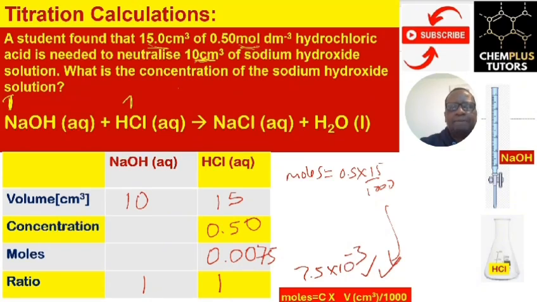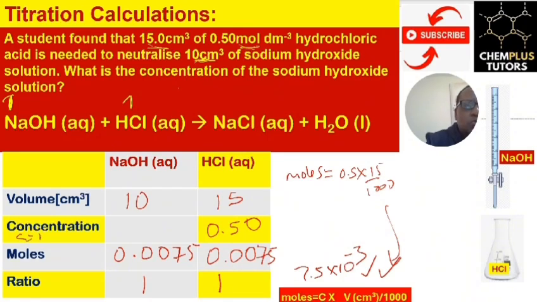Now, what you've got to do as a chemist, as a grounded chemist, is the ratio is 1:1. So if we've got 0.0075 moles there, we are going to have 0.0075 moles here. Now the question is asking you to find the concentration of sodium hydroxide. That's the question. What is the concentration of sodium hydroxide? So you've got to rearrange this formula here.